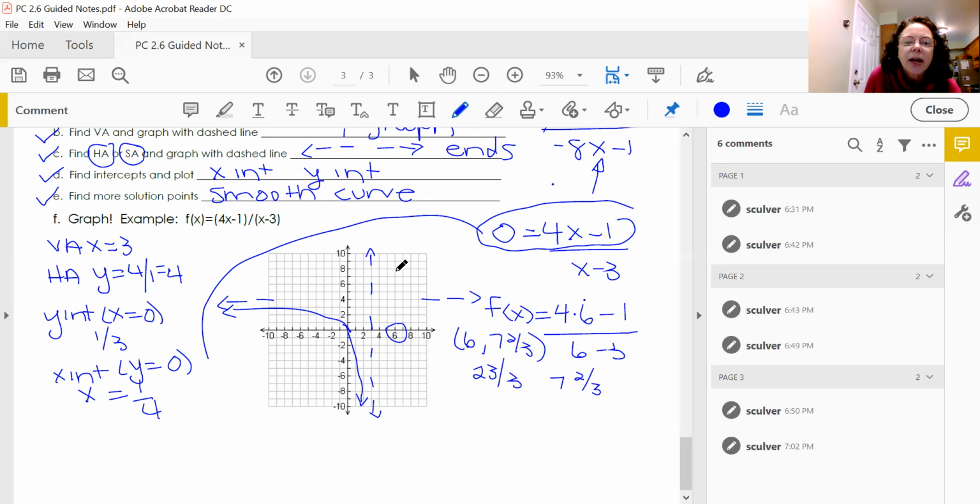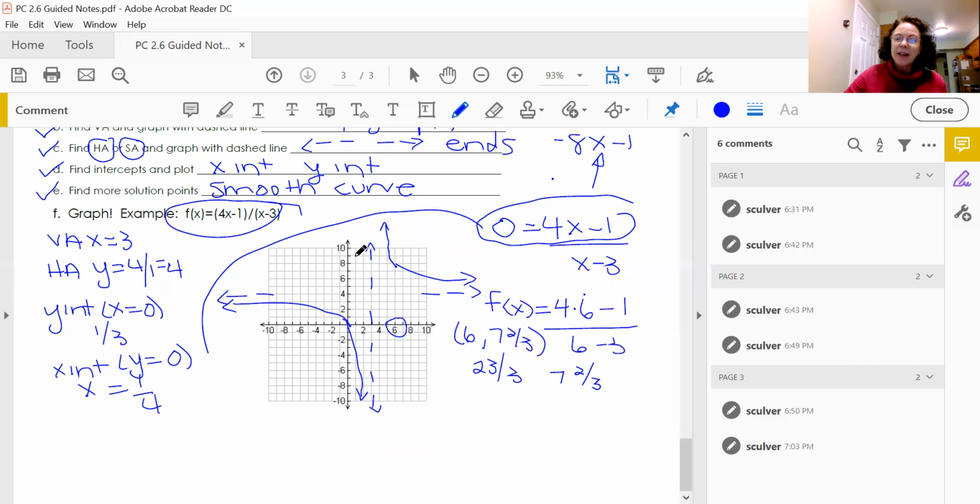Oh, I see. Okay, so the other branch is above here, and it goes through this point, it goes up towards the VA and down towards the HA. And there we go. If you put this function on the graphing calculator, you'll see that you actually did a really good job. So thanks so much. I know that took a lot. Probably had to take breaks in between.